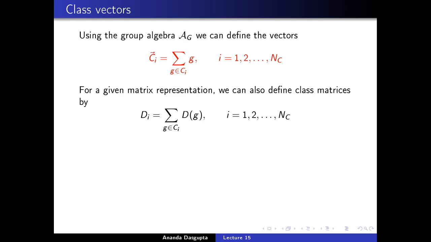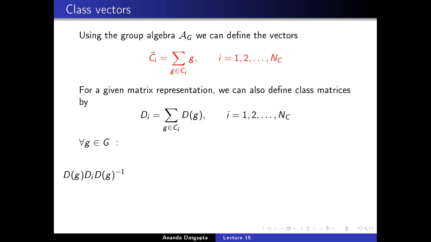Now, if you consider a particular matrix representation of the group, this representation may or may not be irreducible, but any general matrix representation, then corresponding to the ith class vector, we can also define a class matrix, which is simply the matrix I get by adding up D(g), where g runs over the entire class. So you have one class matrix for each class. In S3, you will have 3 class matrices: D1, which is D(E), D2, which is D(A) plus D(B) plus D(C), and D3, which is simply D(D) plus D(F).